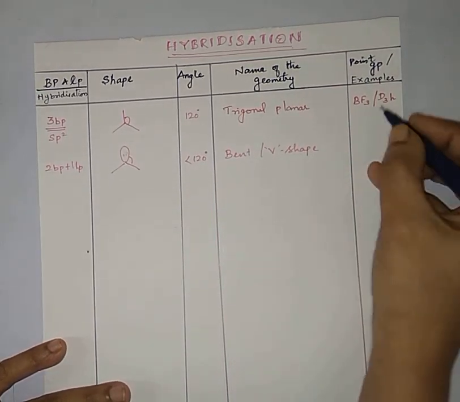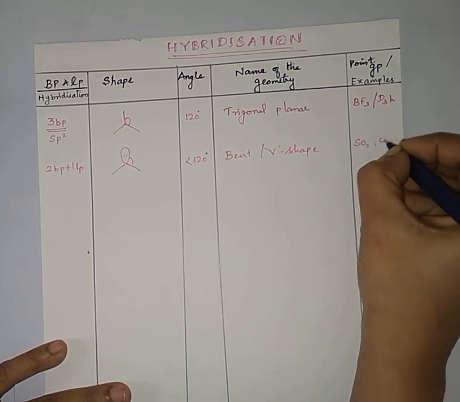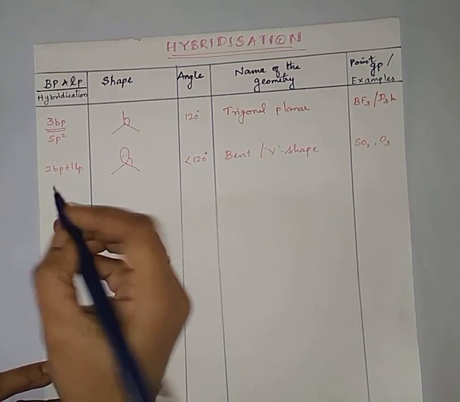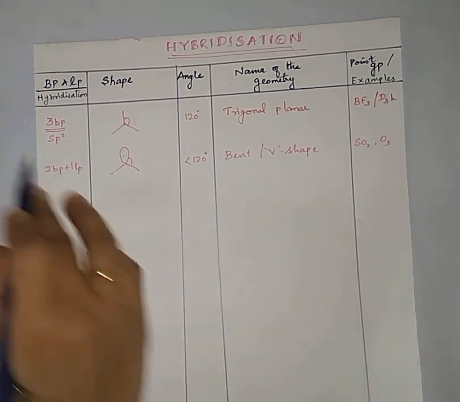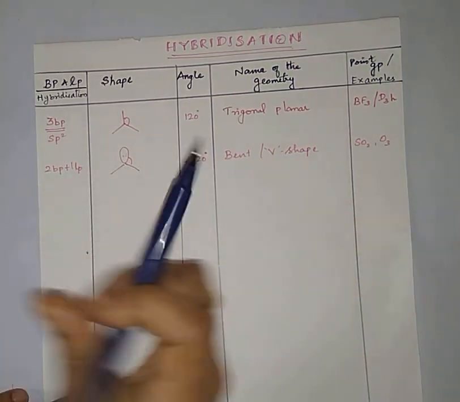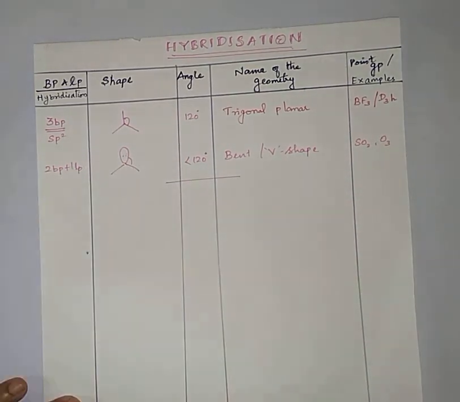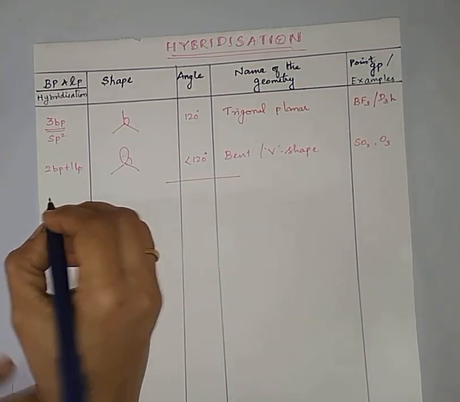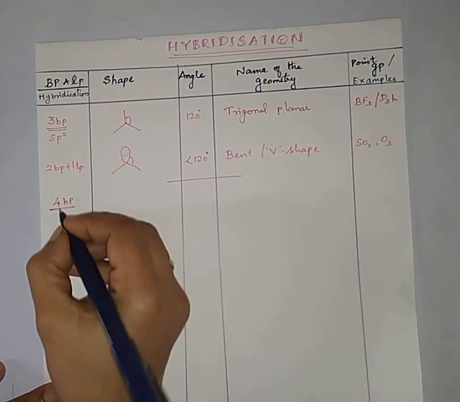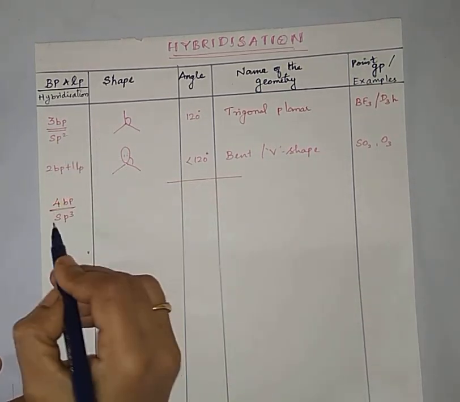Okay. What is the example for this? SO2 we can say, and O3 we can say. And the next one, if it is 4 bond pairs, these are all 3 bond pairs I explained. That's it. Now it goes to 4. 3 is over. If it is 4 bond pairs, what is that? sp3. Okay, sp2 here, sp3 here.